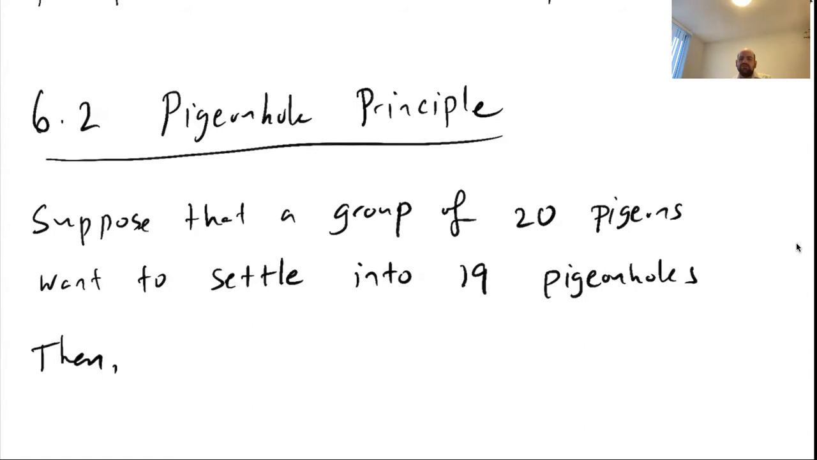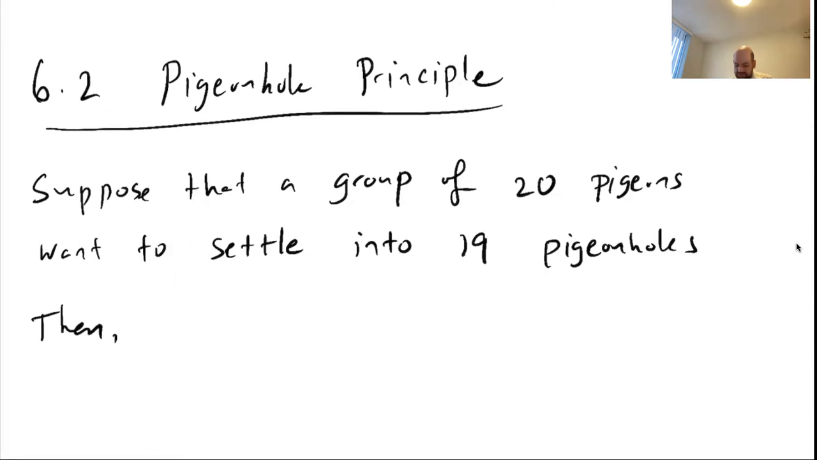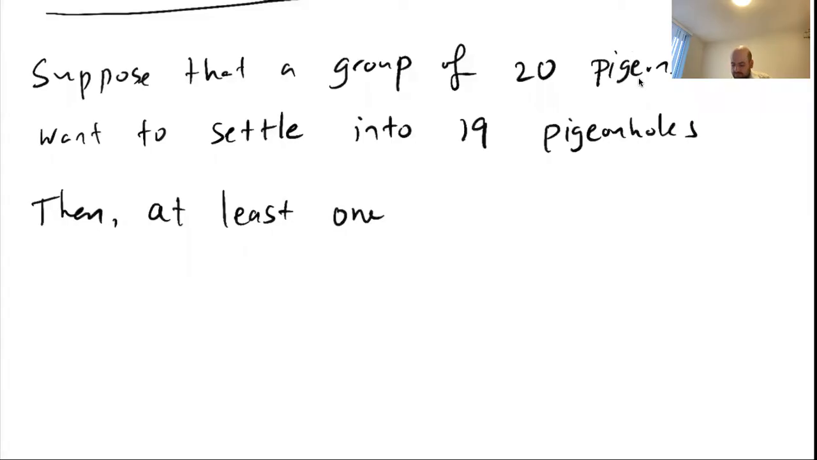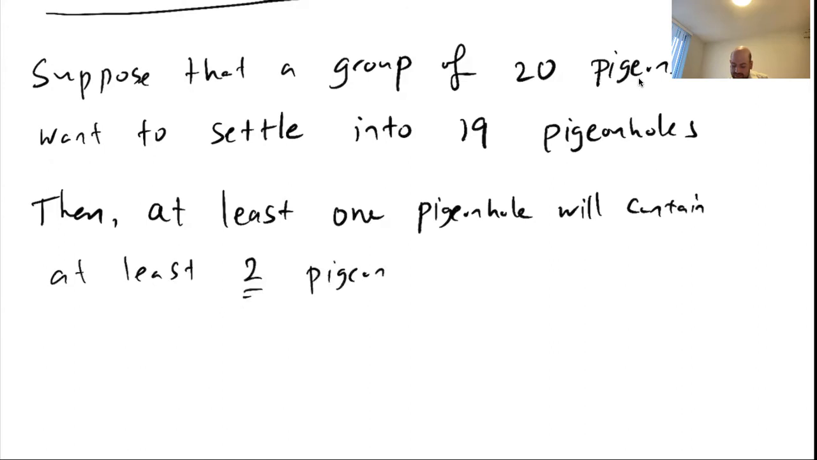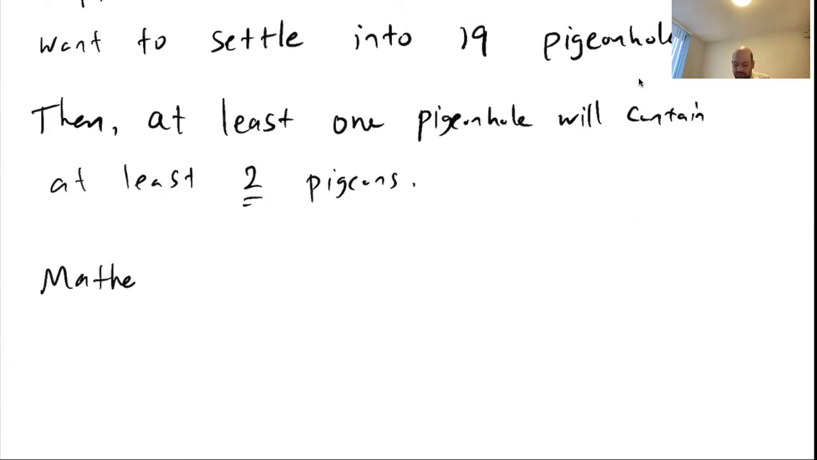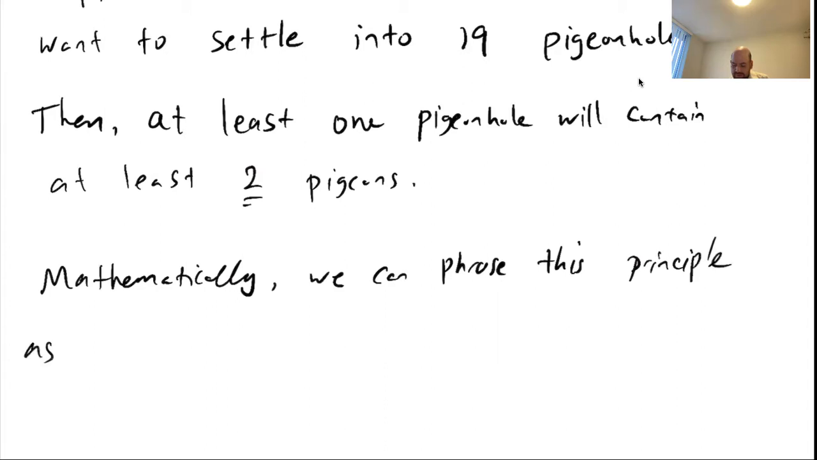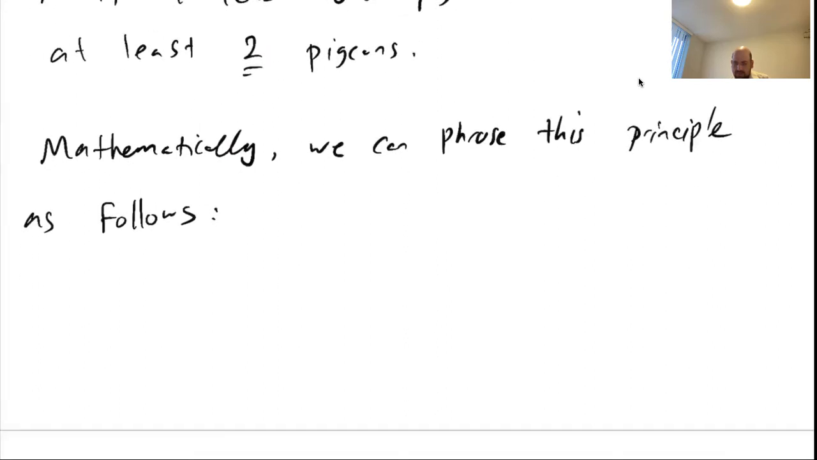So this is what is called the pigeonhole principle in mathematics. So then at least one pigeonhole will contain at least 2 pigeons. Mathematically, we can phrase this principle as follows. The pigeonhole principle.